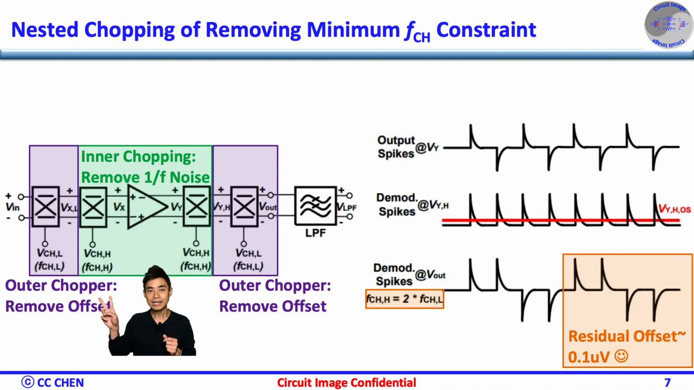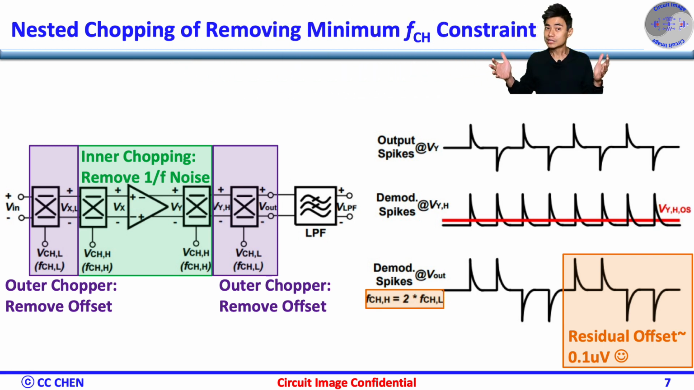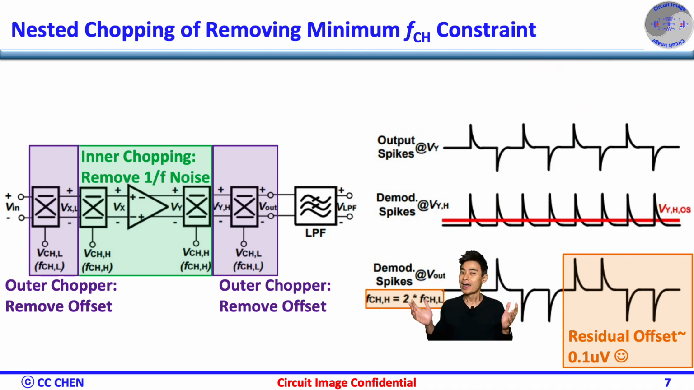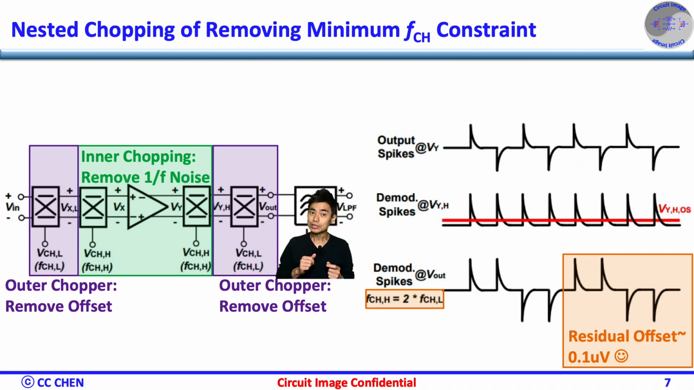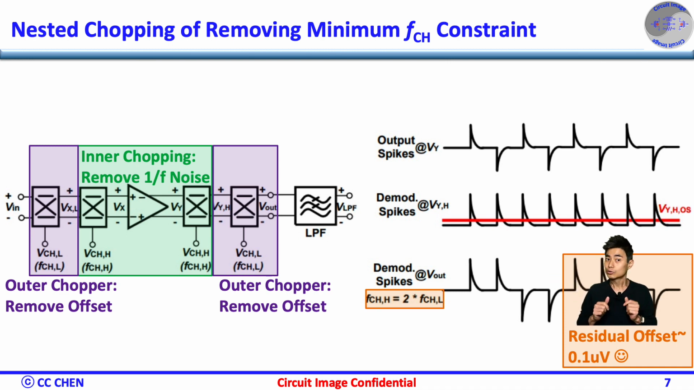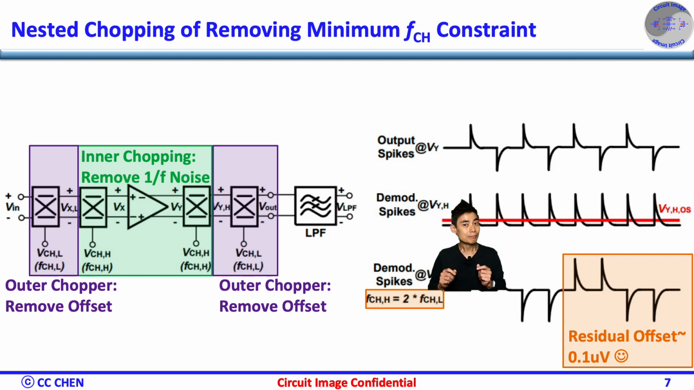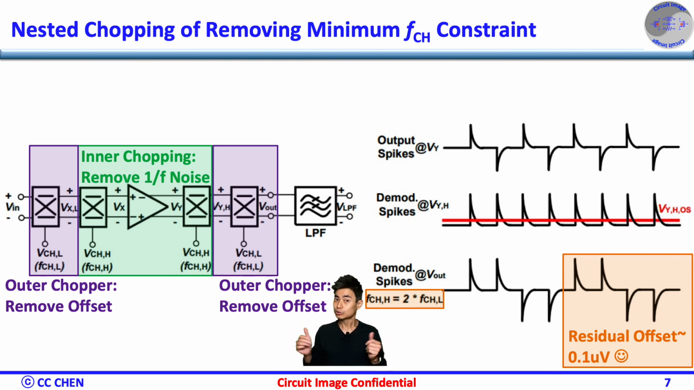Then we call the 2 sets of chopping frequencies the nested chopper, which means the overall residual offset is only limited by the charge injection in the low frequency chopper, and therefore it is reduced by a factor of the high chopping frequency divided by the low chopping frequency. As you can see, the low frequency chopper chops the DC spikes from the high frequency chopper and converts them to AC spikes. Therefore, the residual offset is not determined by the high frequency chopper anymore and is dominated by the low frequency chopper, which is why we like to reduce the residual offset through lower chopping frequencies.